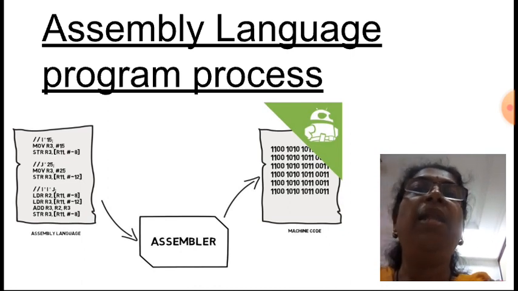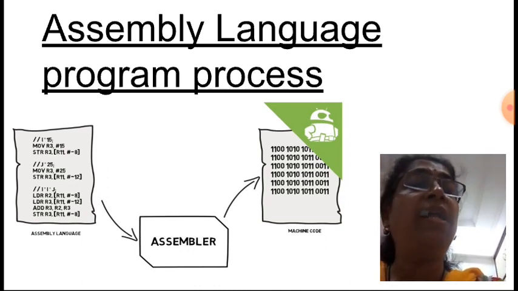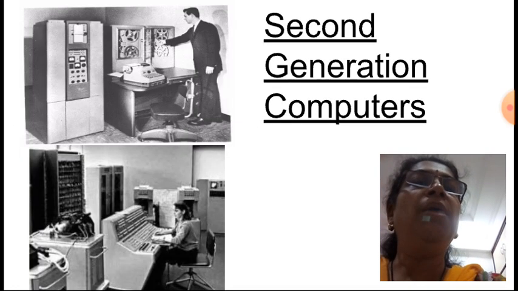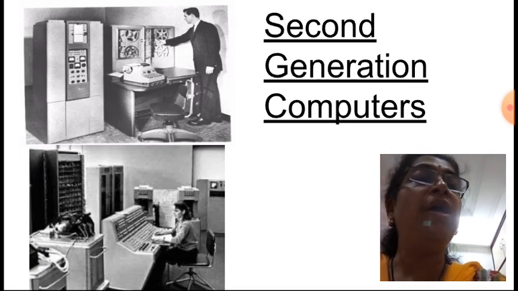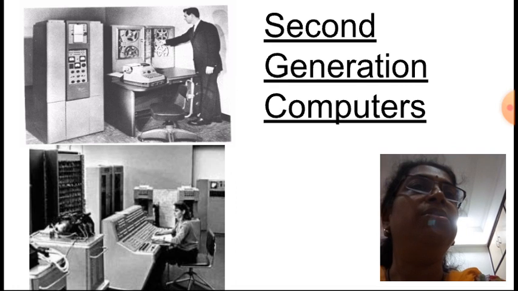Even these assembly languages were very difficult to understand and difficult to write programs in. So it was quite time consuming, and in second generation computers these assembly languages were used. Now this is also called a low level language.